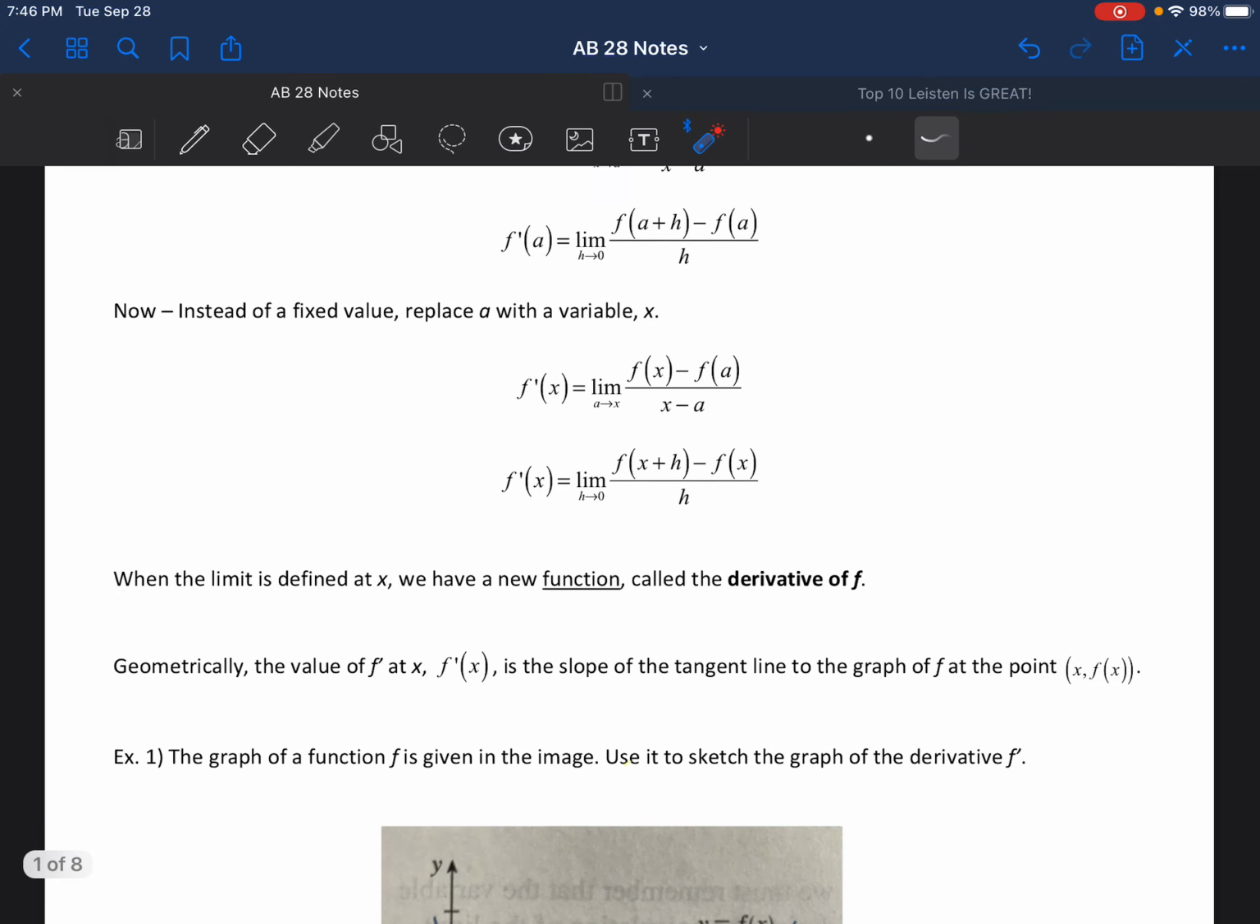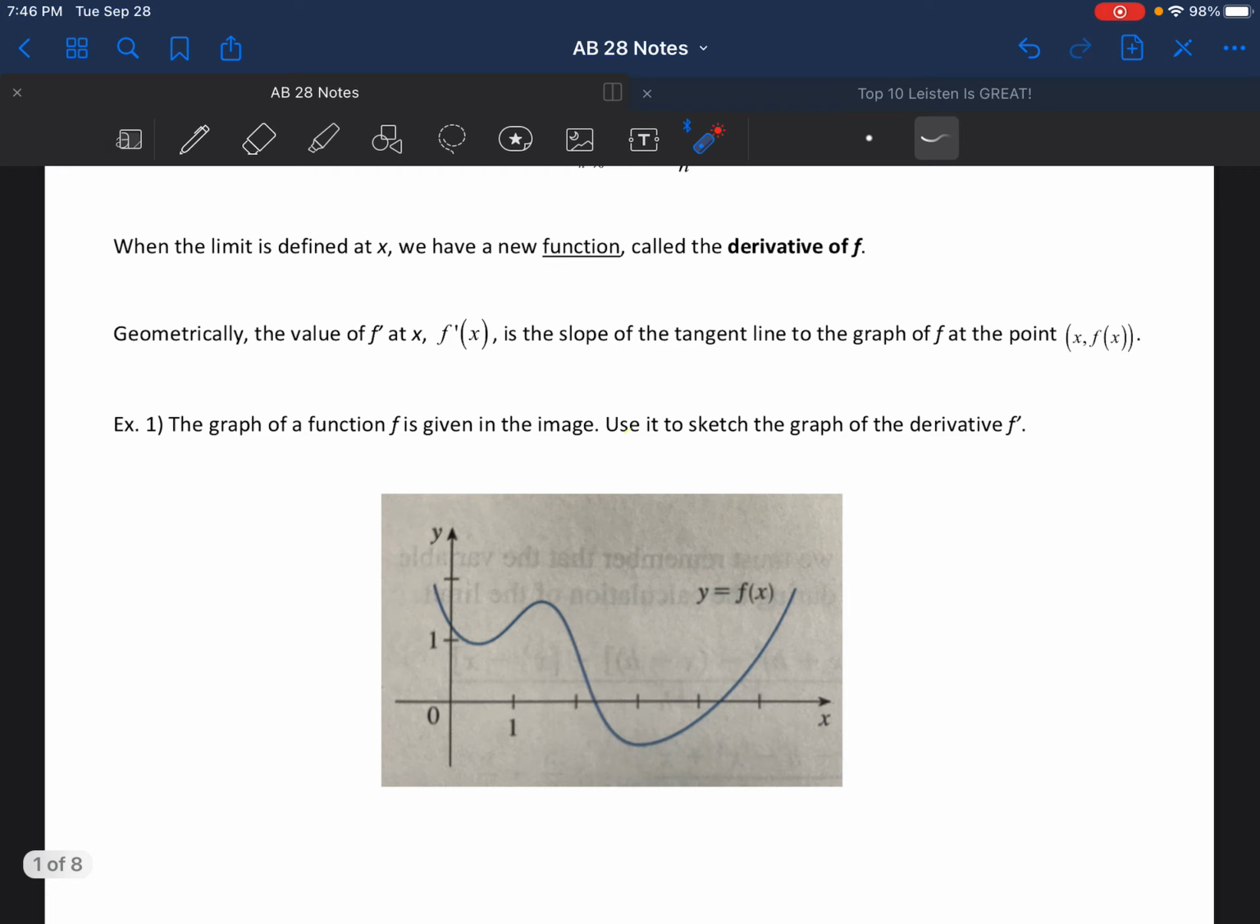Now, geometrically, once again, we've seen this a little bit. The value of f prime at x, the derivative of f at x, that f prime of x, is the slope of the tangent line to the graph of f at that specific point x, f of x. That's our x, y coordinate somewhere on our curve. And we're going to be using this and comparing the graph of a function to the graph of the derivative of that function. The whole idea is that the derivative is the slope.